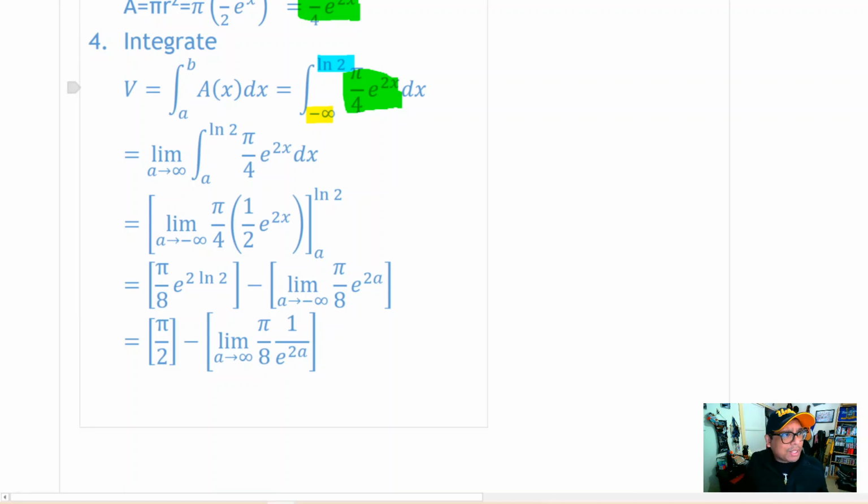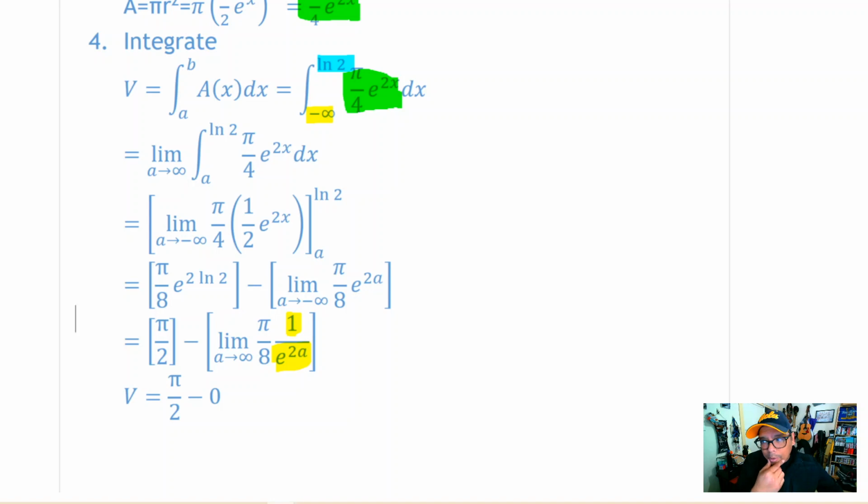And well, what happens there? Well, the denominator is going to grow without bound. The numerator is constant, and as we've said before, this limit is actually 0. So there you have it. The volume of that infinite region is going to be just pi over 2 minus 0.